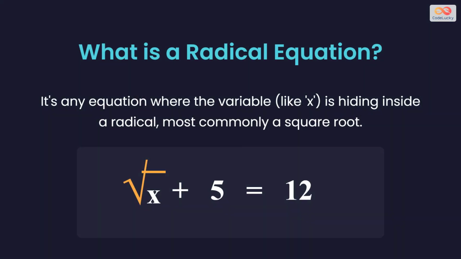So, what exactly is a radical equation? It's simply an equation that has a variable, like x, inside a radical. Most of the time, you'll see this as a square root. For example, an equation like the square root of x plus 5 equals 12 is a perfect example of a radical equation.